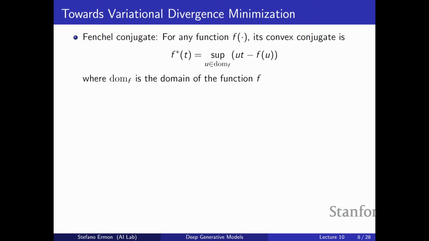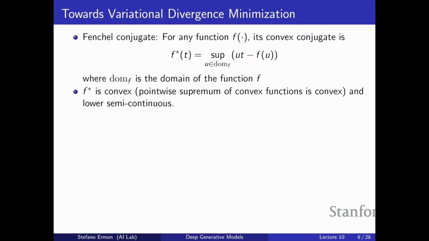It seems a little bit random, but this convex conjugate has a bunch of useful properties. In particular, it's a convex function, even when f is not. The reason is that the argument inside the supremum, as a function of t, is just linear in t. You can think of this as the supremum of a collection of functions indexed by u, and as a function of t they are all very simple, just linear functions.